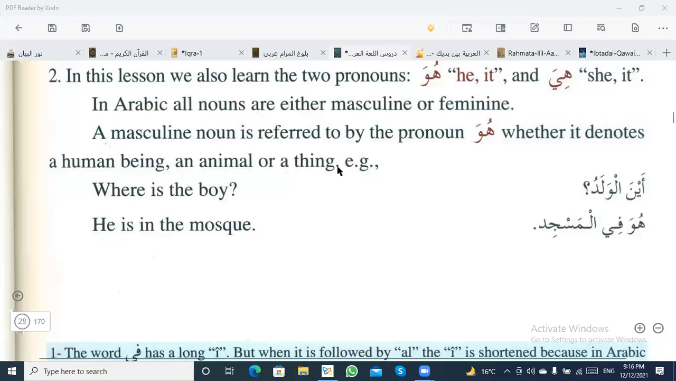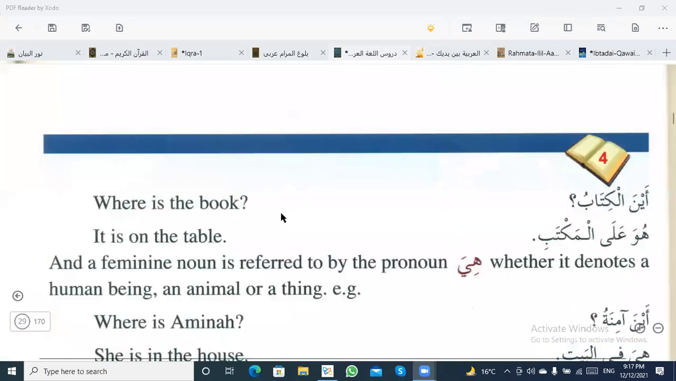Example: where is the boy? Aina al-waladu? Where is the boy? He is in the mosque. Huwa fil masjidi. Huwa fil masjid.